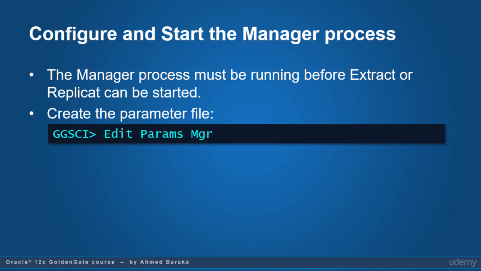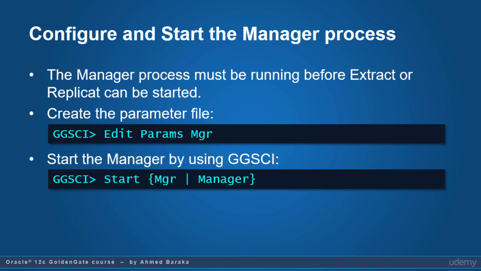If you want to view the parameters without making changes on the parameter file, you can use the command view params followed by the process group name. After that, you save the file and close it, and then you start the manager process. To start it, you just issue the command start mgr. This command will kick off the manager process, and the configuration settings of the process will be taken from the parameter file.